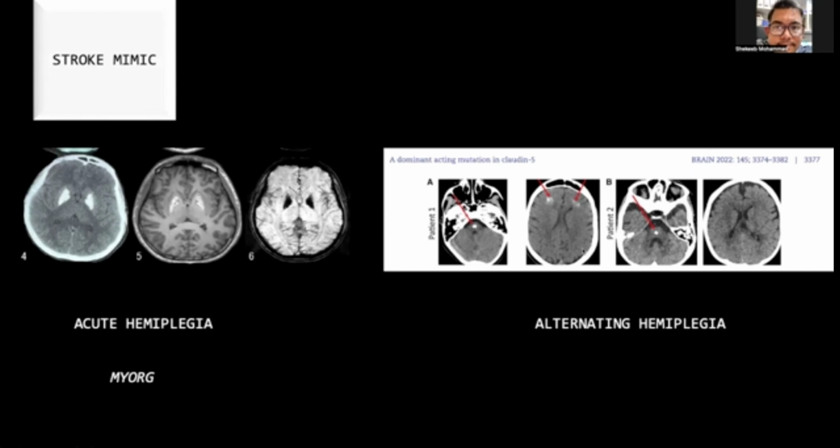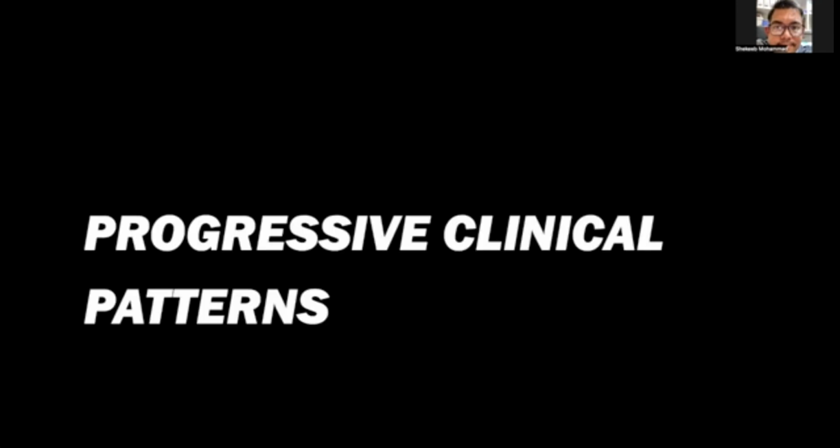is a new monogenic association described with acquired microcephaly, epilepsy, but also with a spectrum of movement disorders and migraine, adding to the differential of migraine overlap syndromes that can present with alternating hemiplegia or familial migraine or hemiplegic migraine. And calcifications in the brain, not particularly the basal ganglia, can be an important clue. And this is, as I said, a newly described gene called claudin-5, which can cause increased episodic permeability of the blood-brain barrier. So moving on to the last section, which is progressive clinical patterns.